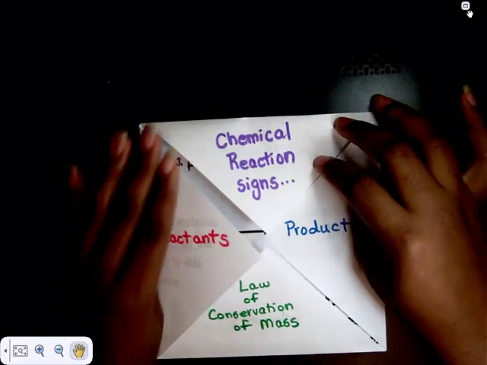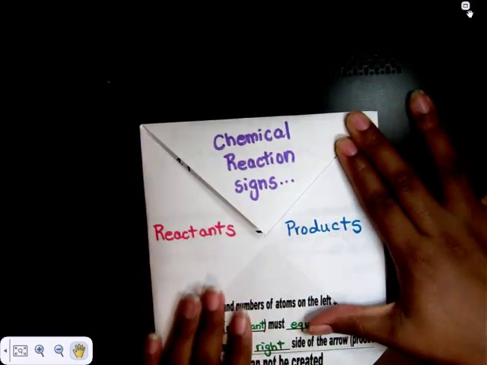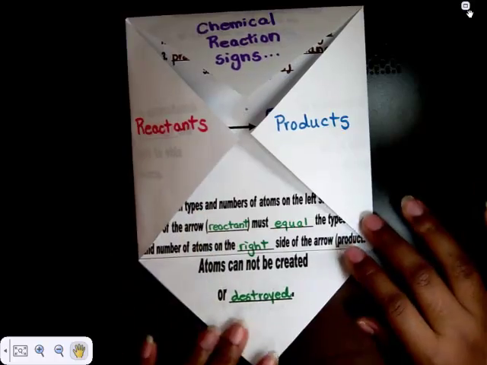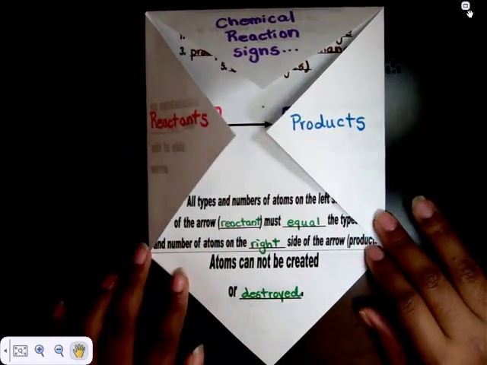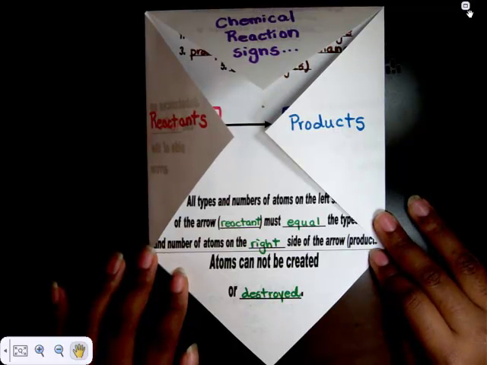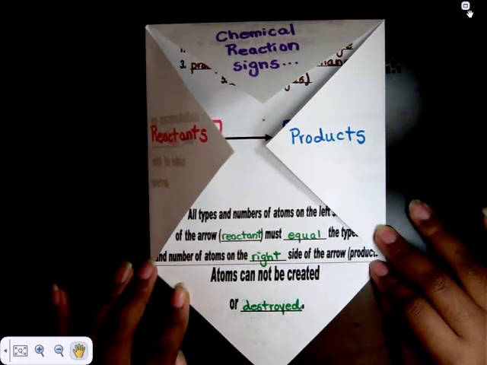Next, let's take a look at the law of conservation of mass. It states that all types and numbers of atoms on the left side of the arrow, which are your reactants, must equal the types and number of atoms on the right side of the arrow, which are your products. Atoms cannot be created or destroyed. They're just rearranged and made into new substances.